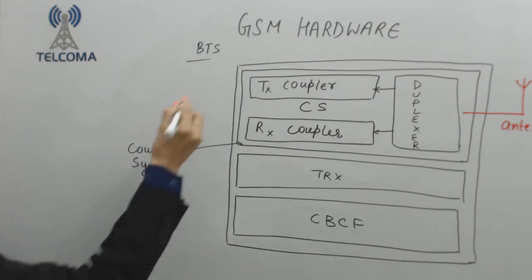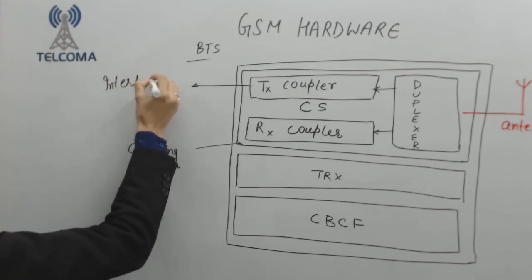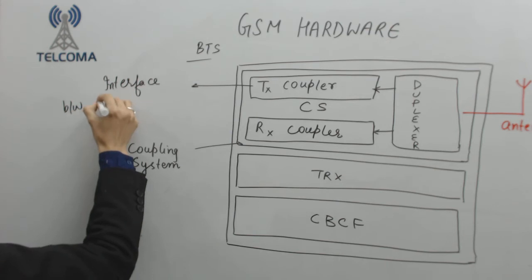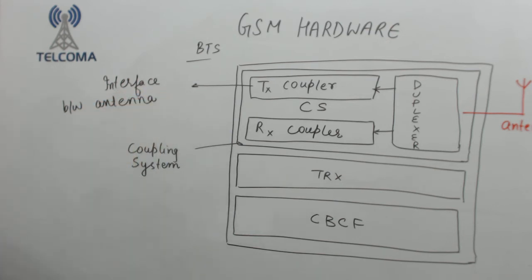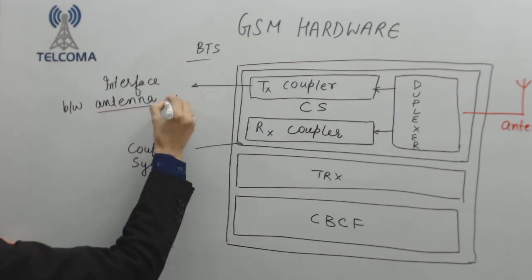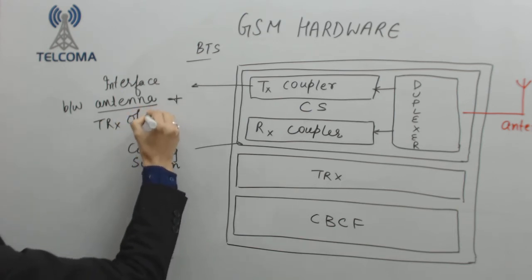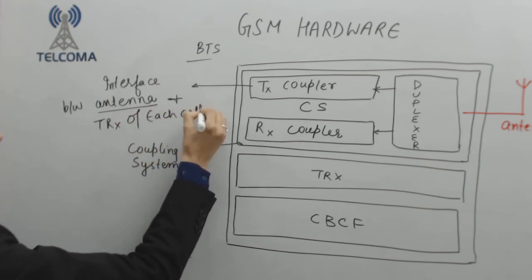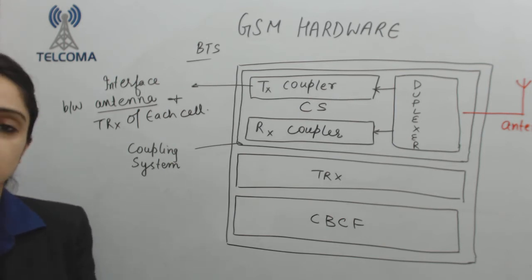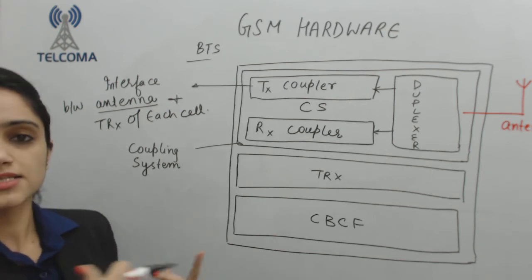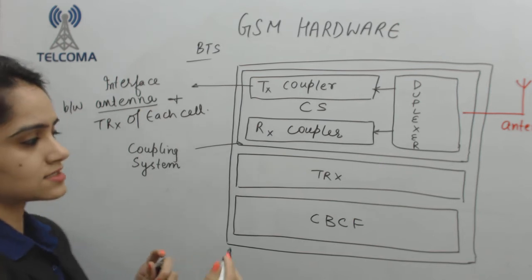So that means it provides an interface between the antenna and the TRX, the transceiver, which is a card of each cell. Each and every cell has to be connected to a transmission and reception coupler so that signals can find their path. This is my transmission path and this is the reception path.